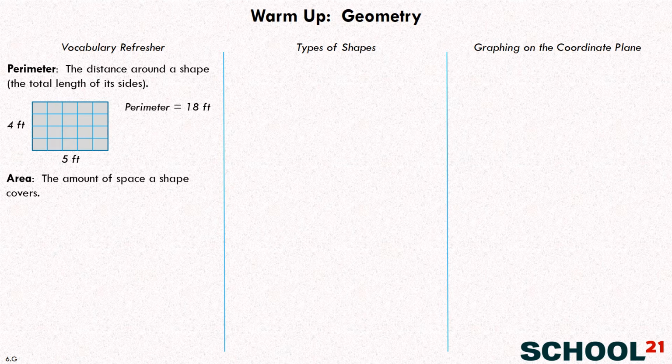And what is the units for area? Do you know? Is it feet like perimeter, or is it something else? Oh, feet squared. Feet squared, right? Because each one of those little squares is 1 square foot. So area here is 5 times 4 is 20 feet squared.